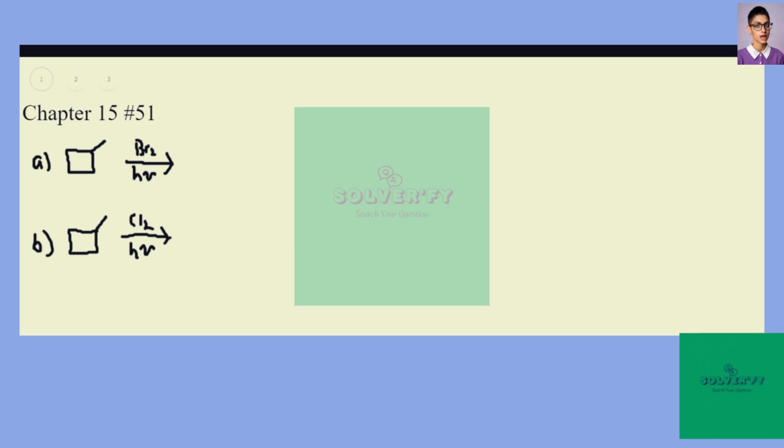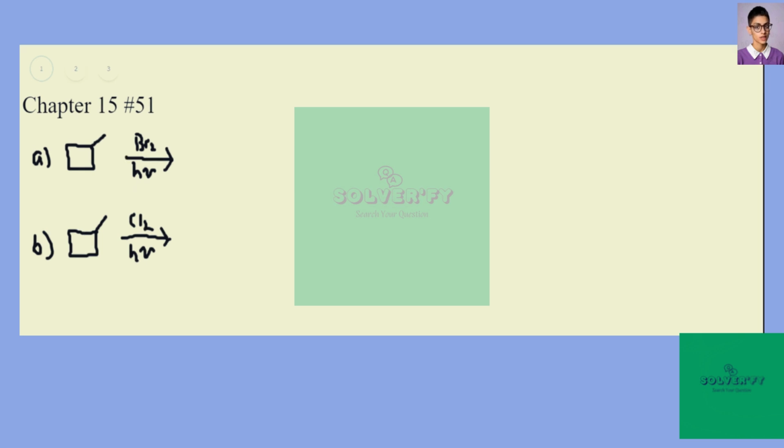This is the answer to Chapter 15, problem number 51 from the Smith Organic Chemistry textbook. In this problem, we are asked to draw the products formed in each reaction and include the stereochemistry around any stereogenic centers. Okay, so we need to draw all the products here and include stereochemistry.